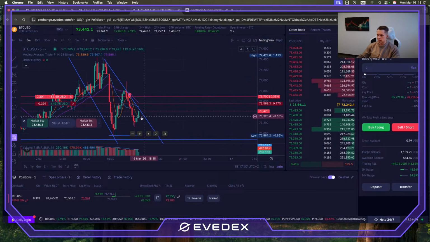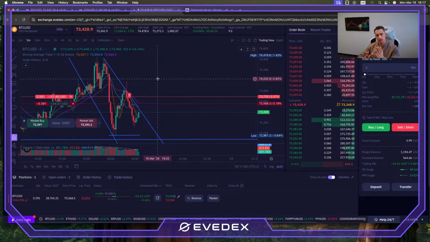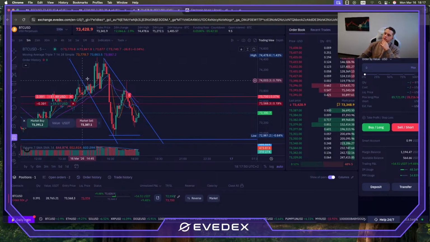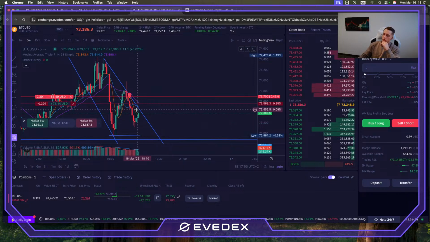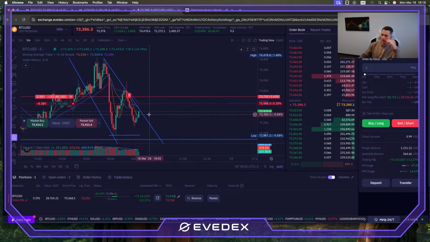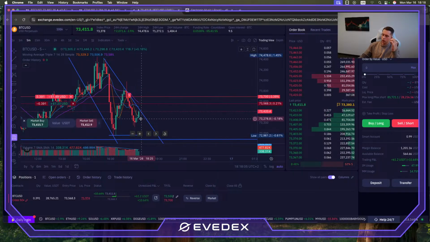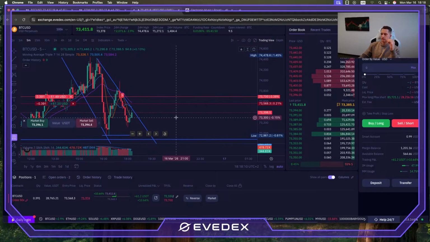So this is what I was suggesting earlier about the peaks. The first peak right at the top, which is here, the second peak, and then finally the third peak, which I believe would now be forming around this level here. So it would either touch that level or slightly go through it, and then we'd expect that continuation of that downtrend.